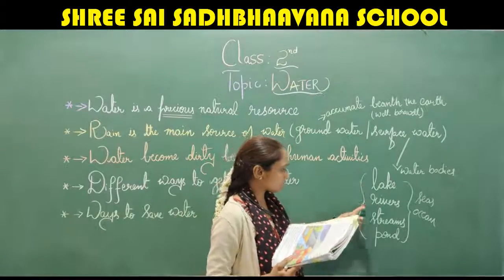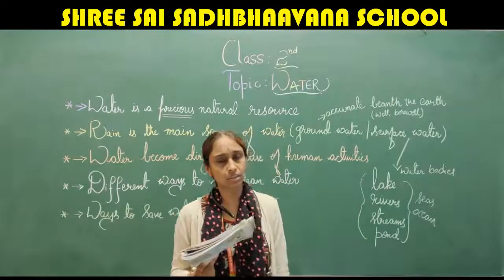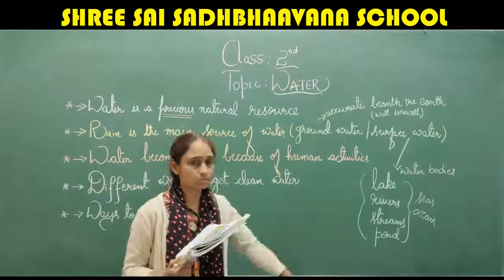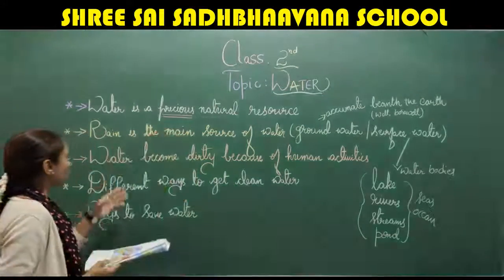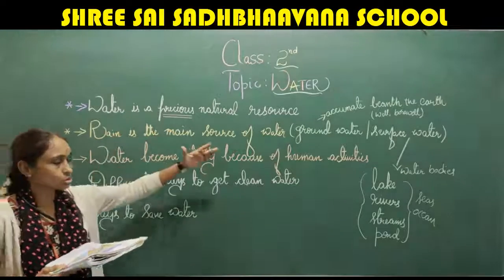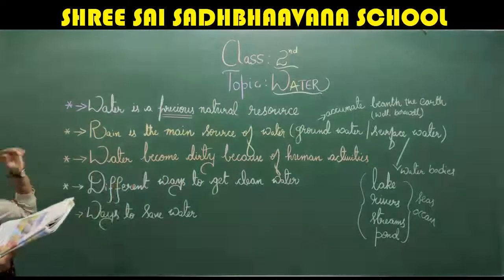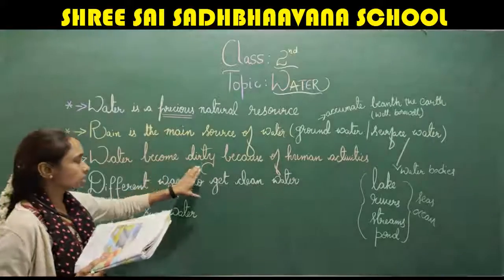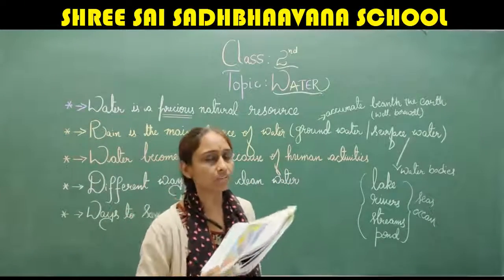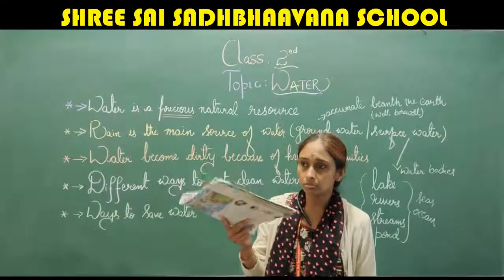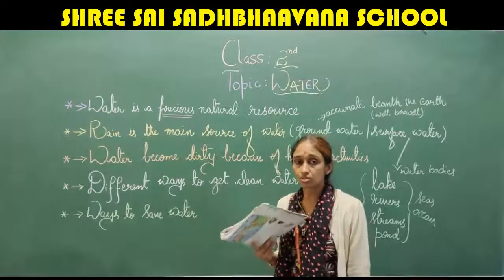But in a lake, river, stream and pond, we can use the water. It is not salt water. Okay. So you have learned what the main sources of water are. The next point we have is that water becomes dirty because of human activities. Of course, if you have any advantage, then with that we have disadvantages also.